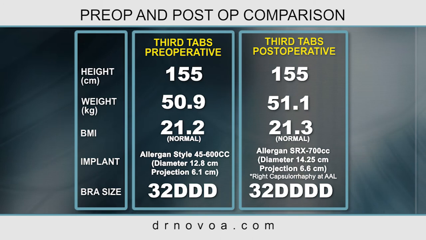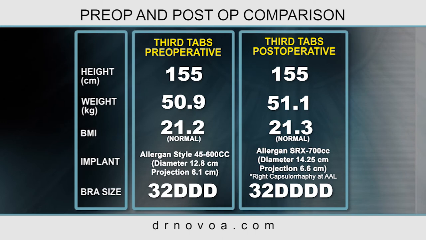During her third breast augmentation surgery, the patient opted to go from a style 45 600cc to a style SRX 700cc, increasing her bra size from a 32 triple D to a 32 quadruple D.